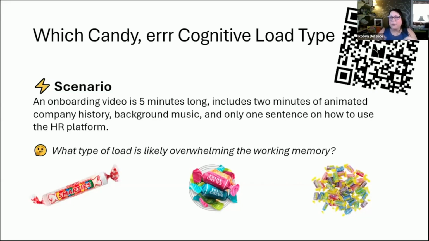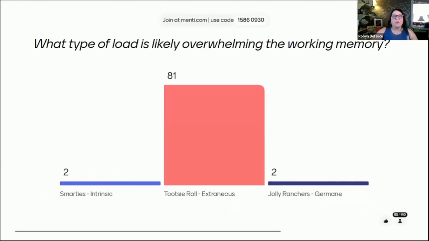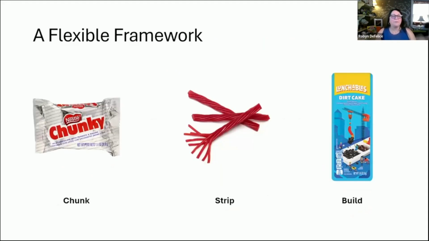So I'm priming you. I said overwhelming. We know extraneous means overwhelming. So if I come back to this slide, we see that 81 of you agree. That was too much extraneous going on. Great. I'm glad that we've got you going and seeing these things in place.